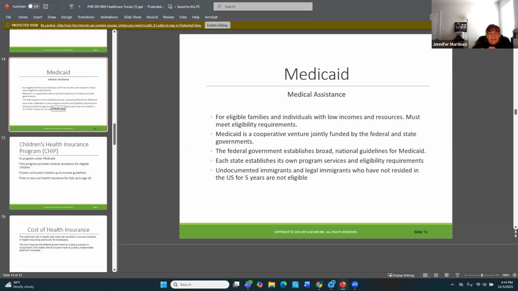Each state establishes its own services and requirements, including eligibility. So if you're eligible for Medicaid in one state, that does not necessarily mean you're going to be eligible for Medicaid in another state. That is one thing to take into consideration. Undocumented immigrants and legal immigrants who have not resided in the US for 5 years are not eligible. So they have to be here for at least 5 years in order to be eligible.